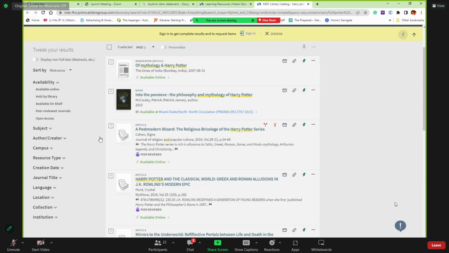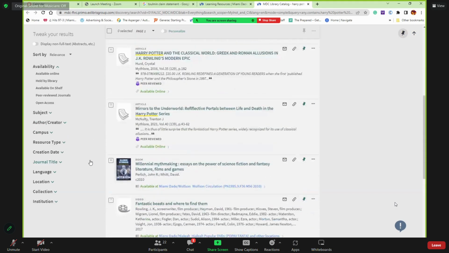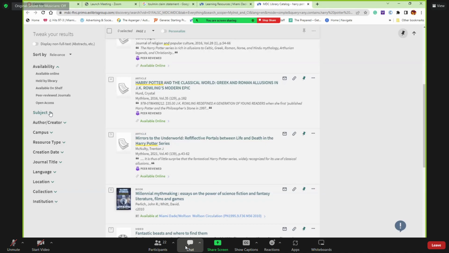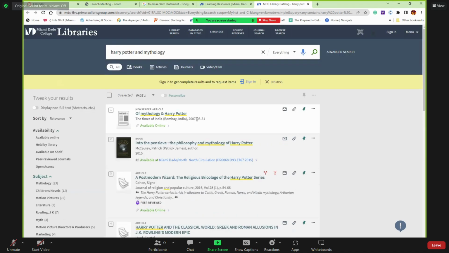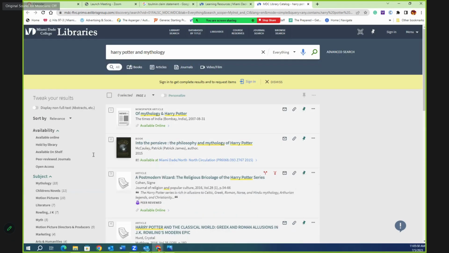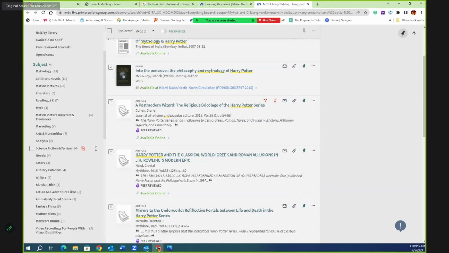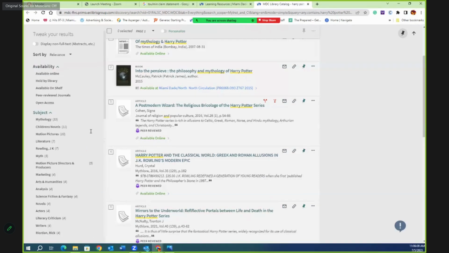Here on the left, though, you see this. This is where you can start refining your search. Okay, you have lots of ways to do this. I always like to take a look at the subject, because what it does, it takes all those articles and sorts them by subject so that I kind of know where they're going. So I know that there are actually 33 articles with mythology in them, 10 are about movies, and 7 about literature. So it kind of gives me an idea of where that search was headed.